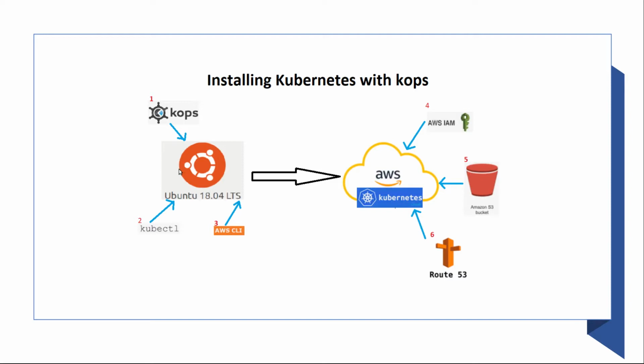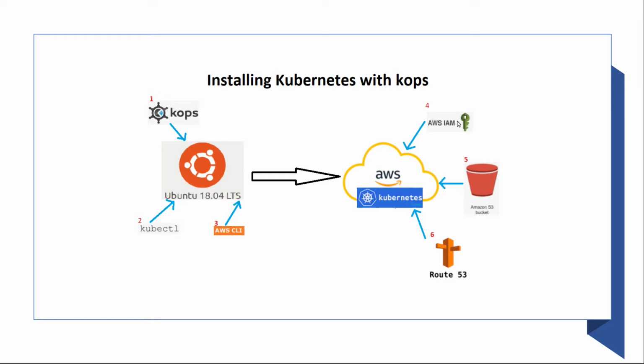Anything like Ubuntu, Debian. So we need to check whether we have Kops. Kops helps to create a Kubernetes cluster, kubectl is to interact from the terminal, and the AWS CLI is to communicate with AWS, and this communication can happen through IAM roles.